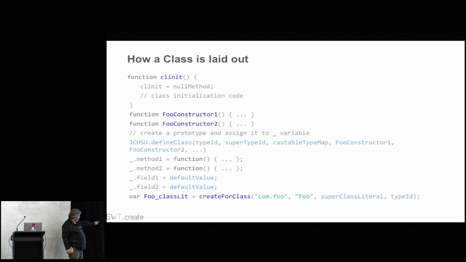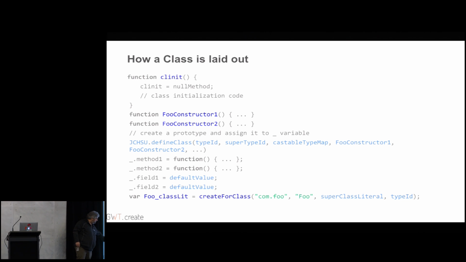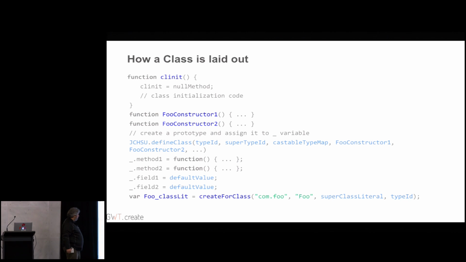And then the other thing is that once you call define class, the underscore variable will be set up to the prototype. So this is the definition of all the methods and fields for that class. And at the end, you will have the class literal for that class. This used to be at the end of the program. Now it's at the end of each class. And basically, it has the package, the name of the class, and the super class literal, because you can query, and the actual type ID for that.